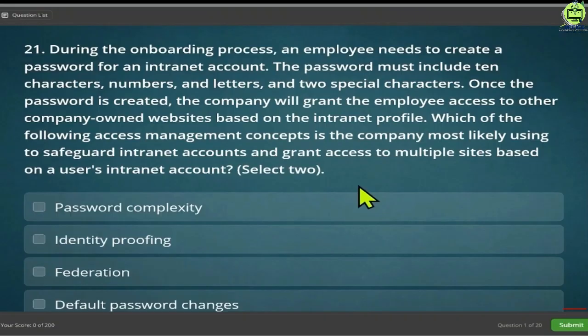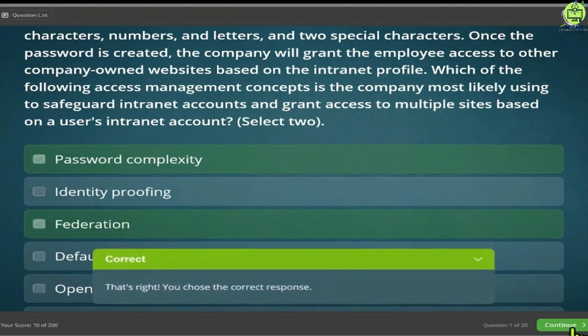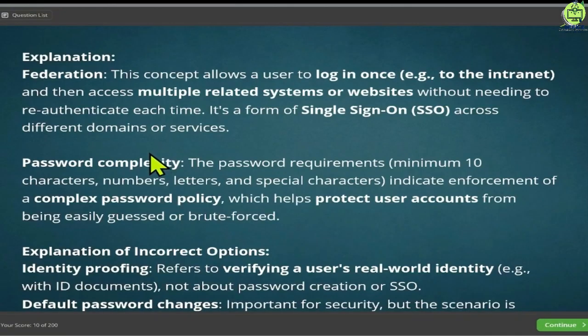So let's see, it's going to be password complexity because it has to do with numbers and letters and special characters, and that's why we have to go with password complexity. And the second one is going to be federation. So let's go ahead and see the answer is correct, and this is the reason why.